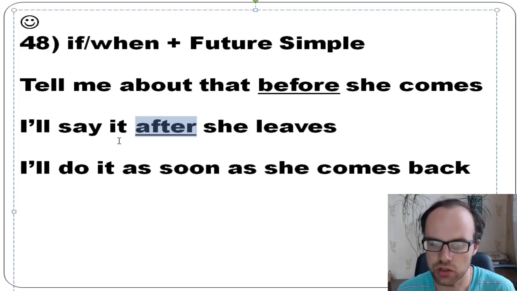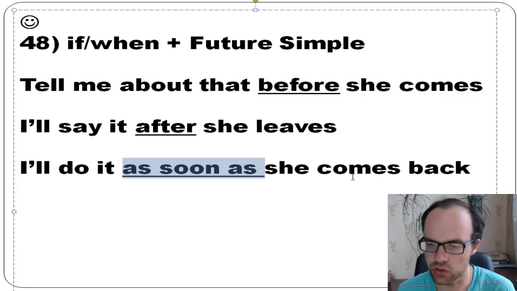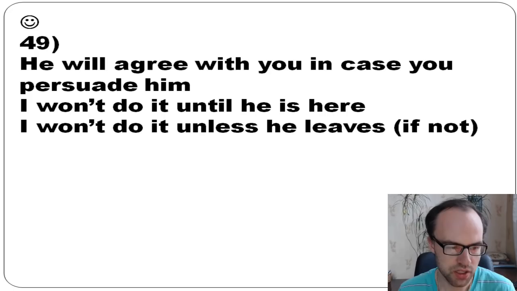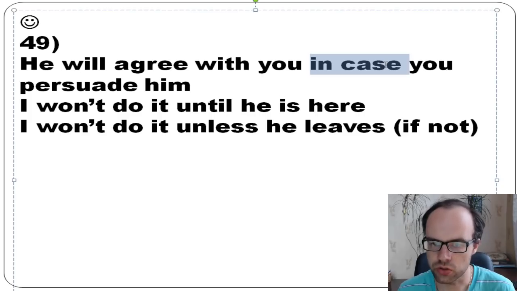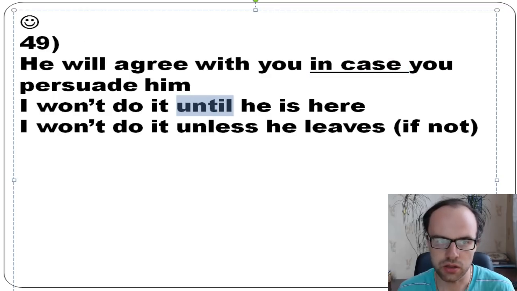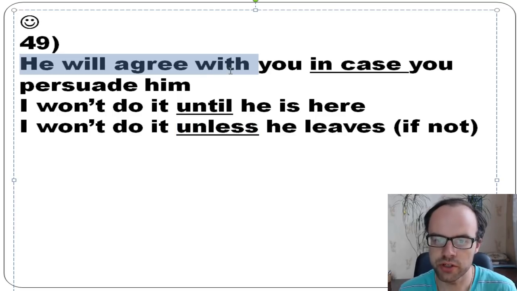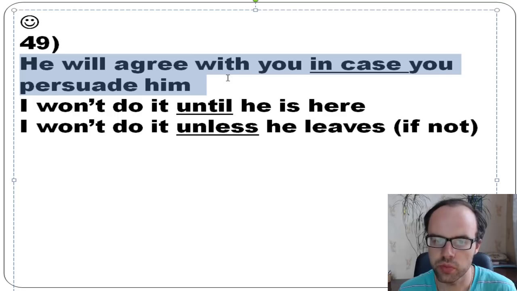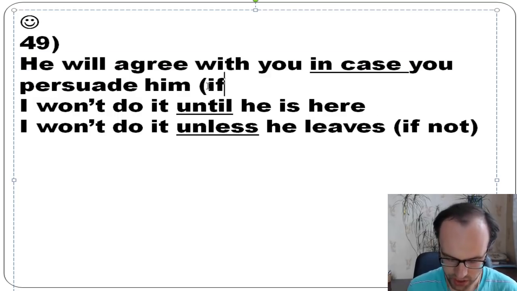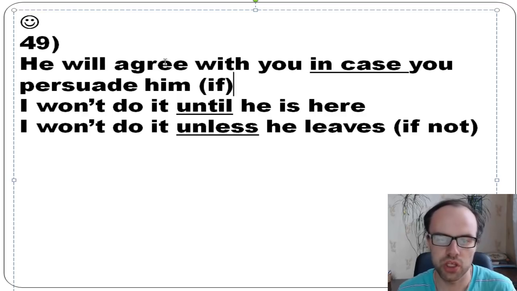Okay, so I'll do it as soon as she comes back. We also use present simple after if, when, before, after, and as soon as. Next, that's also true about in case, so we use present simple with in case, until, and unless when we talk about the future. He will agree with you in case you persuade him. So in case means if, okay? So he will agree with you in case you persuade him, okay?